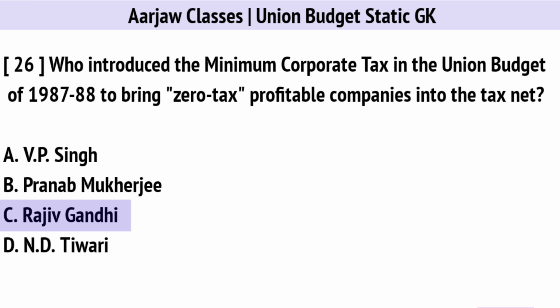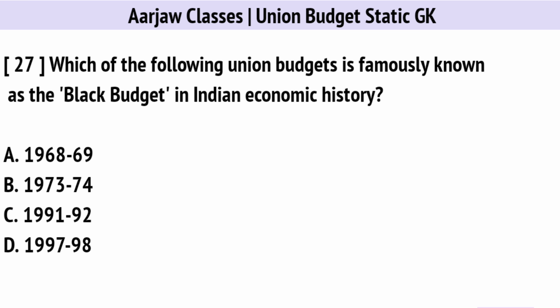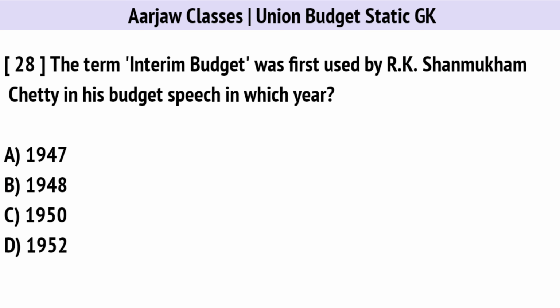Rajiv Gandhi. Which of the following Union Budgets is famously known as the Black Budget in Indian economic history? Correct option is B. 1973 to 74. The term interim budget was first used by R.K. Shanmukham Chetty in his budget speech in which year? Correct option is A. 1947.